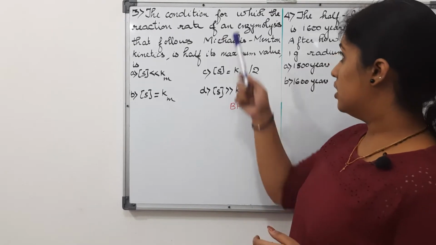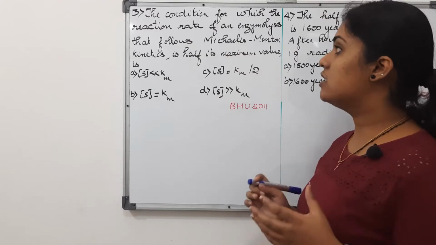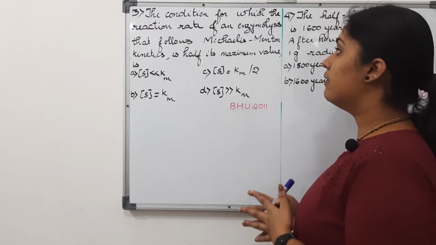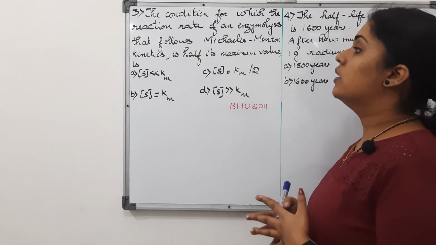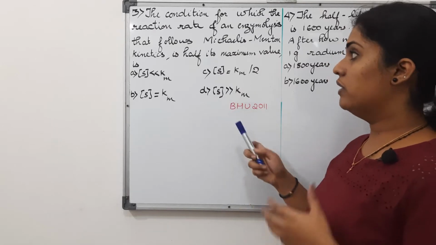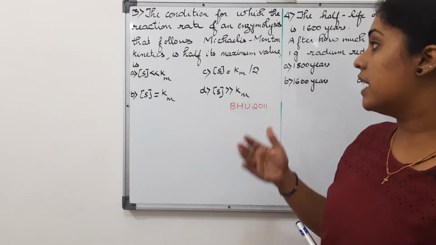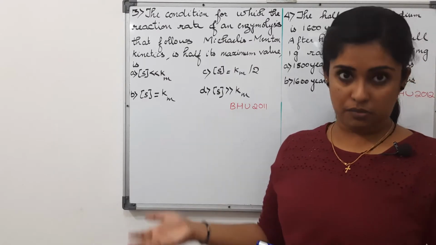Next, we have a very direct question from the BHU 2011 paper. So they're asking for a condition for which the reaction rate of an enzymolysis that follows Michaelis-Menten kinetics is half its maximum value. So they want a condition out of the 4, which is the condition that is followed when my reaction rate is equal to half the maximum rate.